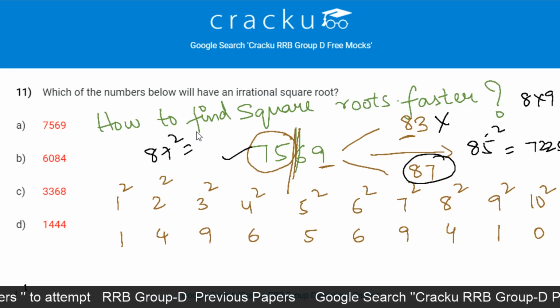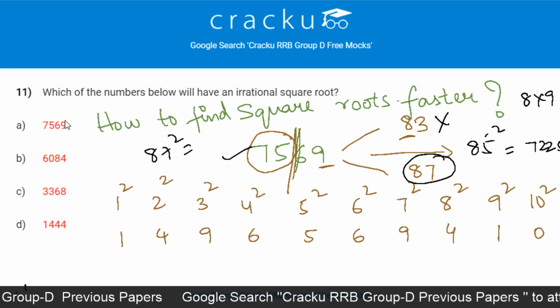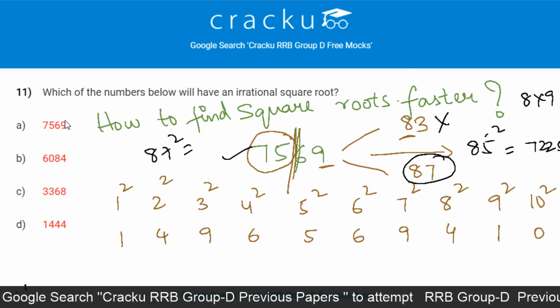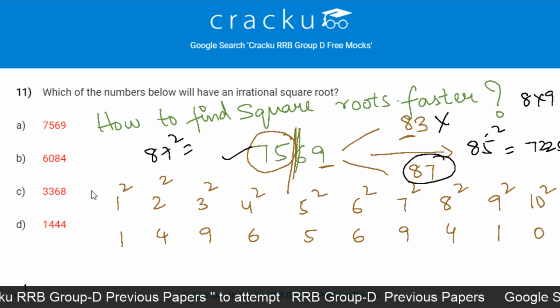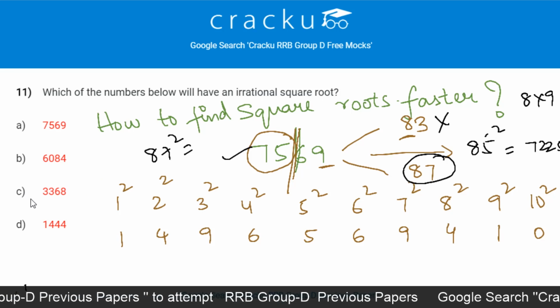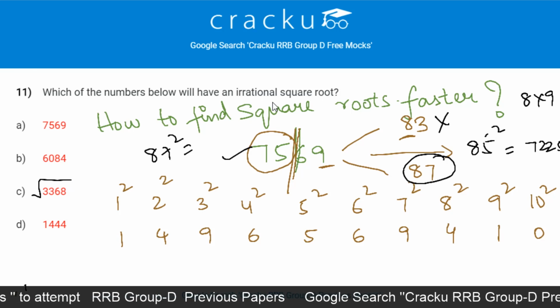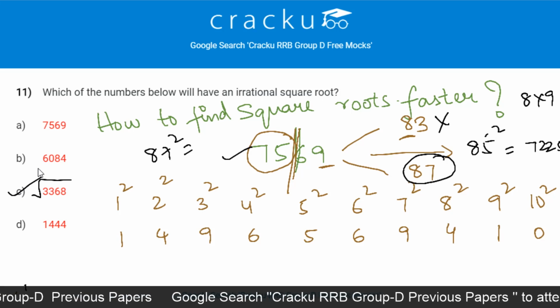87 square, 87 into 87 is going to be 7569. Similarly, you can find it for all the three numbers. So if you find that, you'll understand that 3368 is not a perfect square. So root over 3368 is going to be an irrational square root. So the answer for this question is option C.